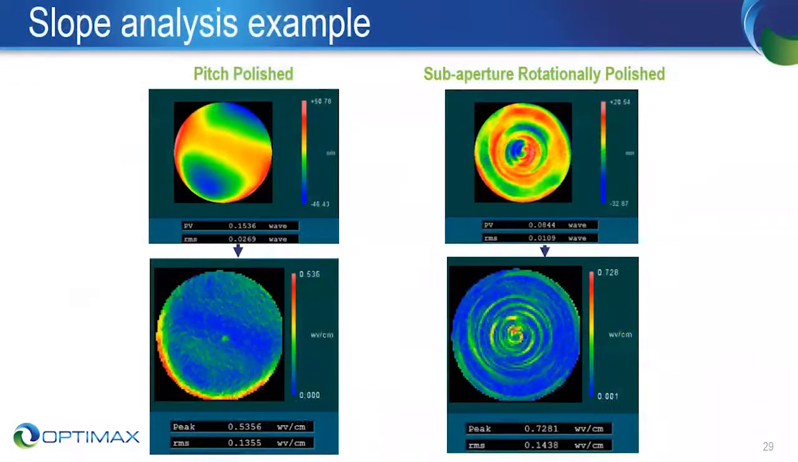So if you look at an example of slope, we see the pitch polished surface on the left versus a sub-aperture polished surface, and we take the slope, which is essentially a derivative of the surface. You can see with the pitch polished surface, as you would expect with the full aperture coverage, your slope error is mostly around the edges due to edge effects. Whereas with a sub-aperture rotationally polished optic, you're ending up with features that follow the tool around the surface.